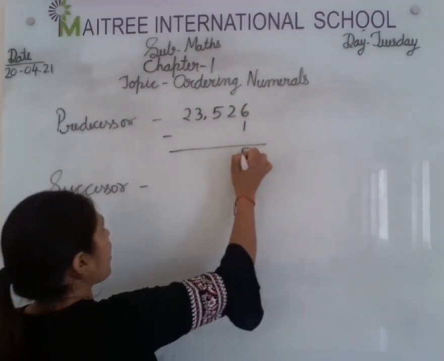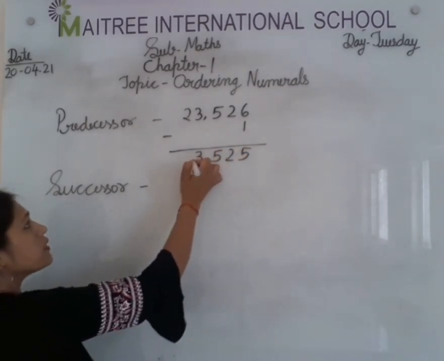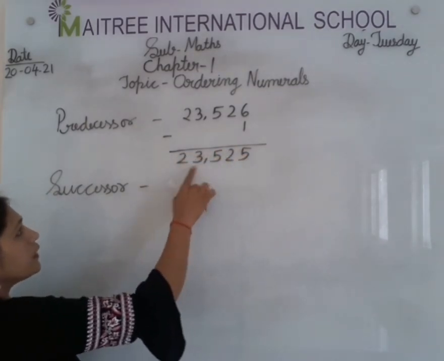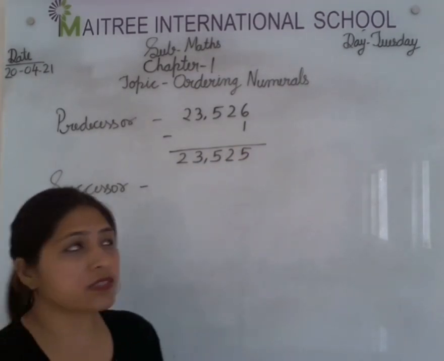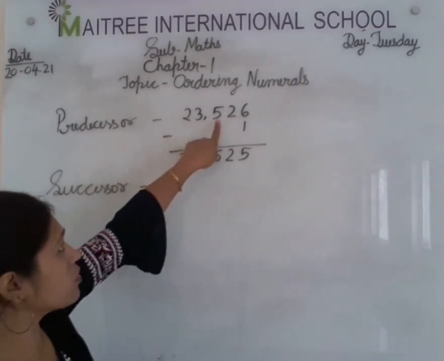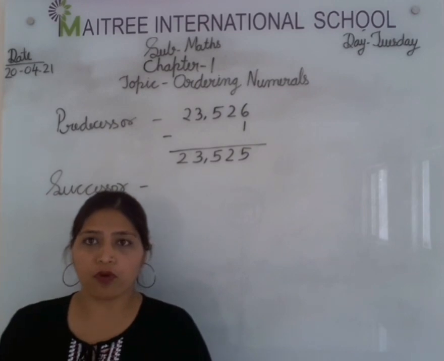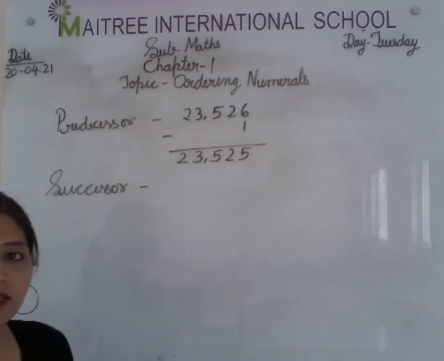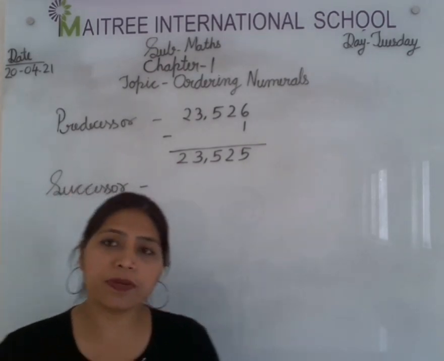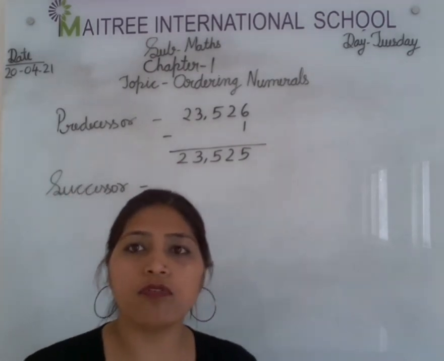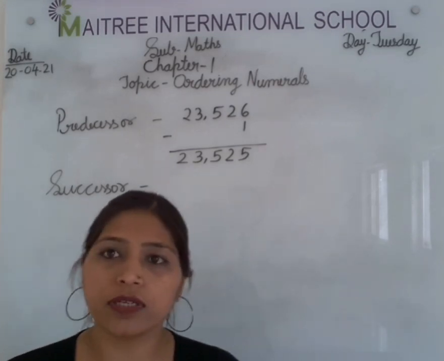6 minus 1 is 5. 2 will be as it is, 5 as it is, 3 as it is, and 2. So 23,525 is the predecessor of 23,526. Pre means just before. Predecessor means the just before number of that number. So to get the predecessor, we have to just subtract 1 from the number.